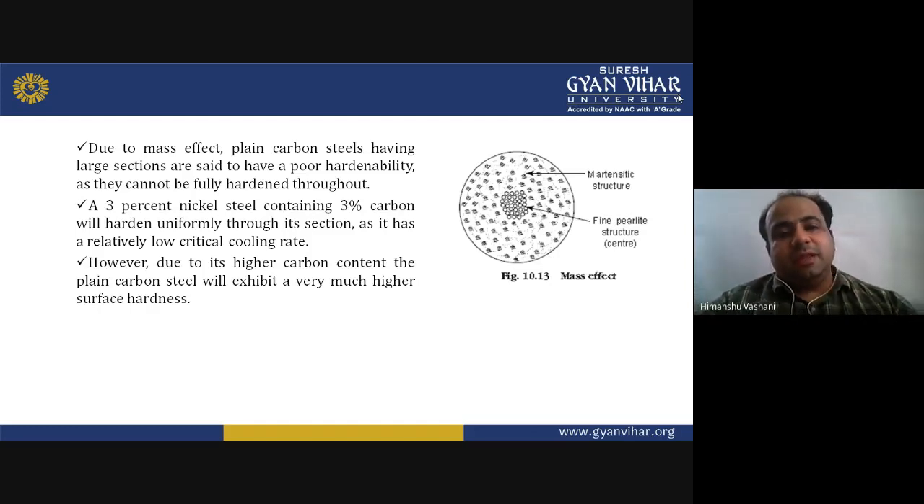If you look at the diagram on the right-hand side, a 3% nickel steel will harden uniformly across its section, as it has a relatively low critical cooling rate. However, due to its higher carbon content, the plain carbon steel will exhibit a much higher surface hardness because of its high carbon content.